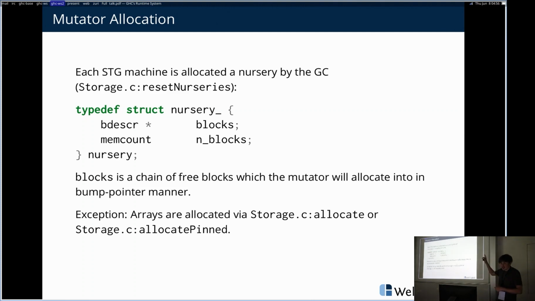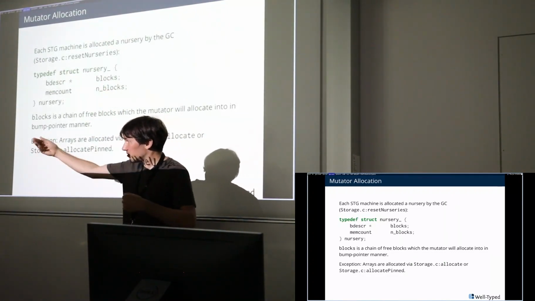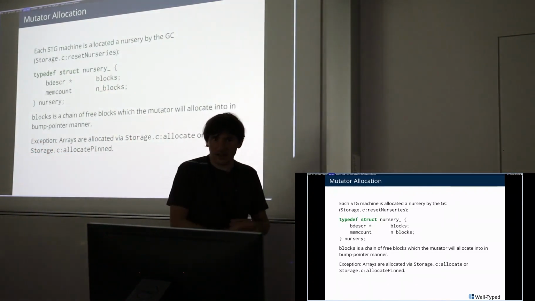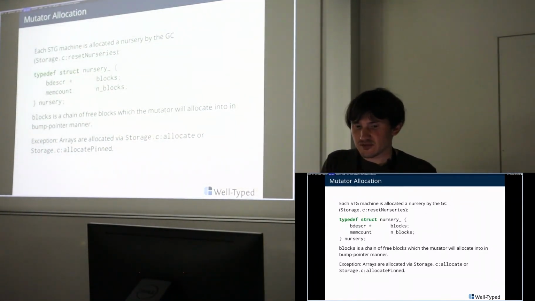So, as I mentioned at the outset, each STG machine, which, as we will see, is essentially a capability, is allocated a nursery by the garbage collector, right? And this is performed in storage.c reset nurseries. A nursery is represented by a list of blocks, right? As we see here, a nursery consists of a block, and then it's going to have perhaps several other blocks linked onto it in a chain. And the idea here is that we're going to allocate into each of these blocks in a bump pointer manner, and it's a set of blocks.